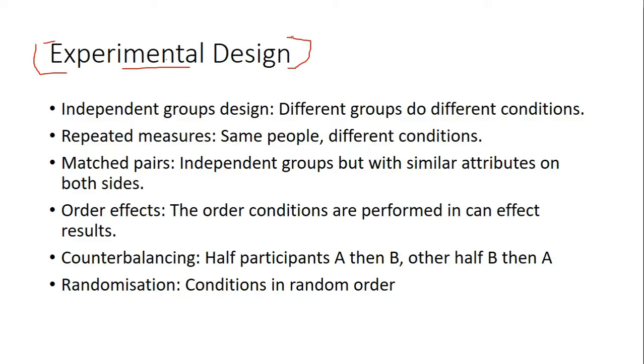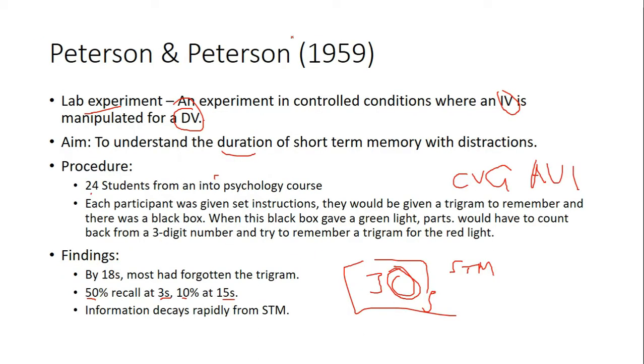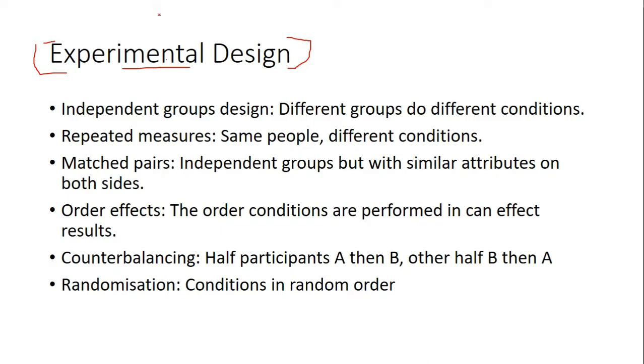Independent groups design is when you have different groups doing different conditions. So in a study you will have different conditions. A condition is a change in the independent variable. So for example, in Peterson and Peterson you had the condition of 3 seconds timing, 6 seconds timing, 9 seconds timing, 12 seconds timing, 15 seconds timing, and so on. That's what a condition is.